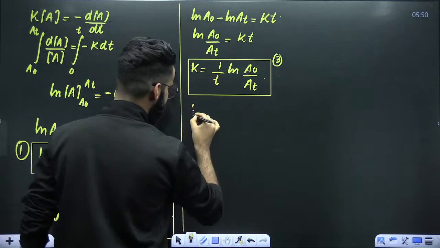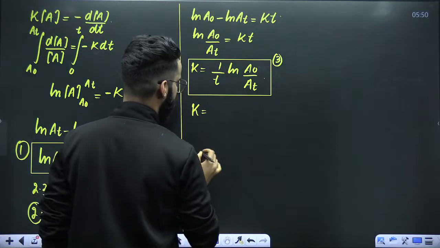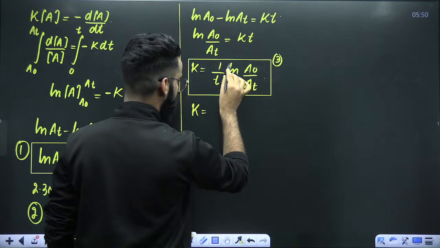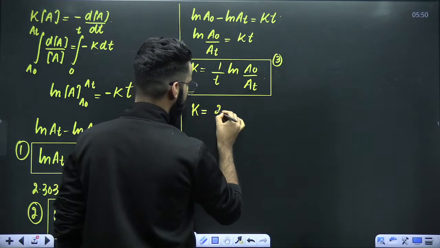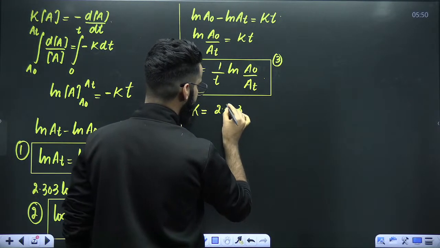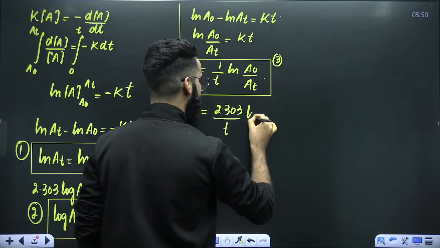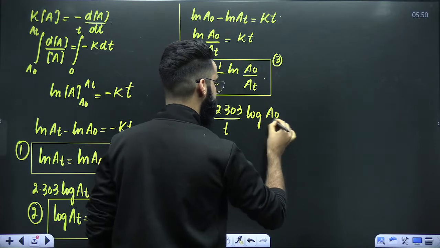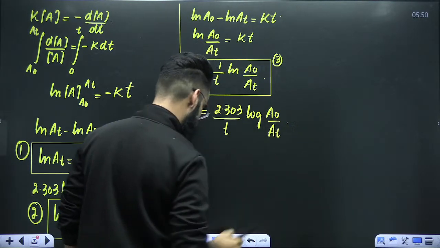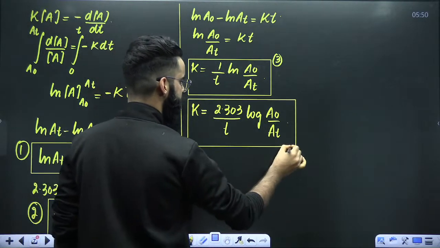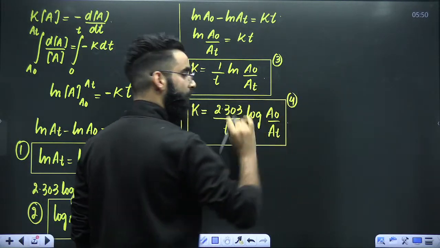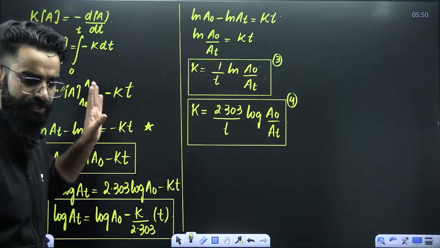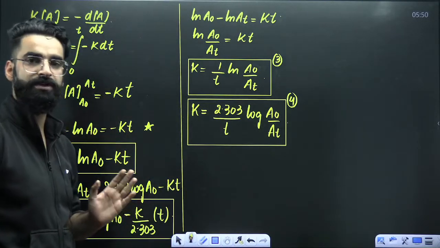Now, my dear students, you can write the same equation like this as well. This form is in terms of ln. Now convert it into logarithmic form. So k is equal to 2.303 divided by t, log of A naught divided by At. This is the most important form of the integrated rate equation, which I'll be using in the majority of the questions, and I'll be calling this the fourth expression. So this is the fourth expression of writing the integrated rate equation, right?